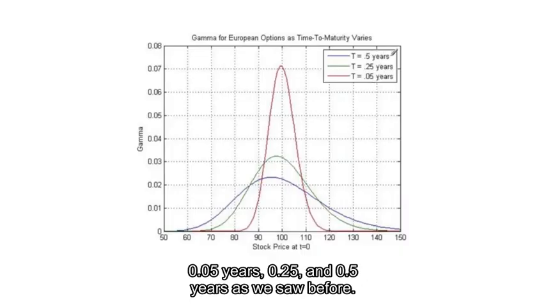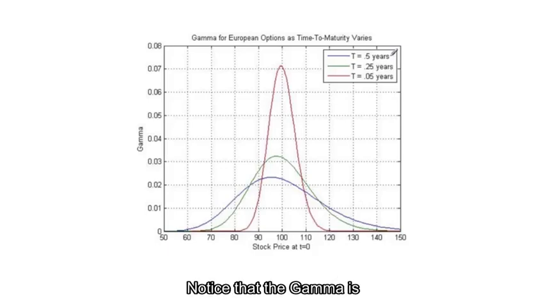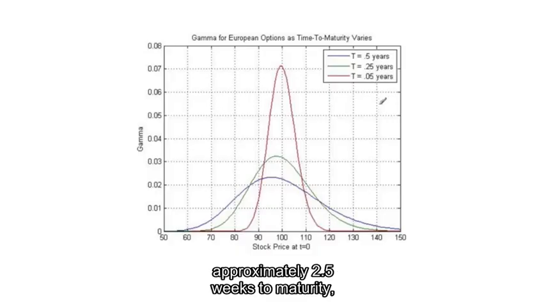The next Greek I want to talk about is the theta of an option. The theta of an option is the negative of the partial derivative of the option price with respect to time to maturity. So mathematically speaking, theta equals minus ∂C/∂T, and that's for a call option. We can also compute it for a put option.